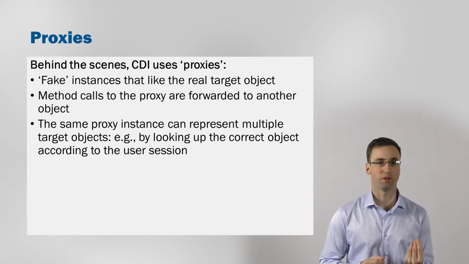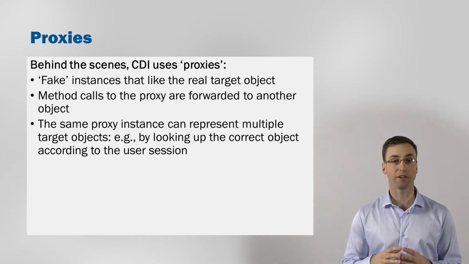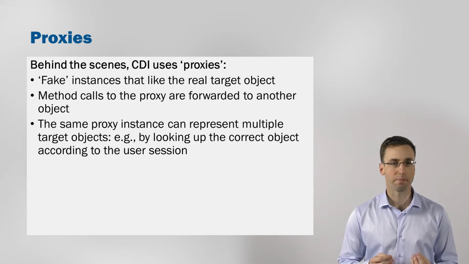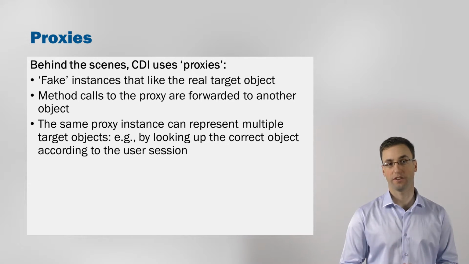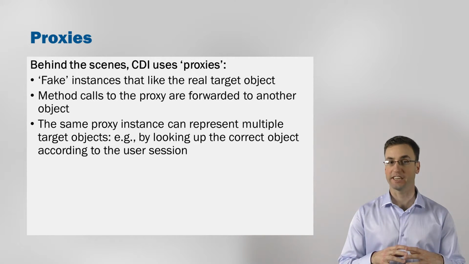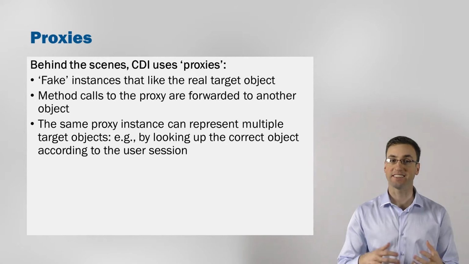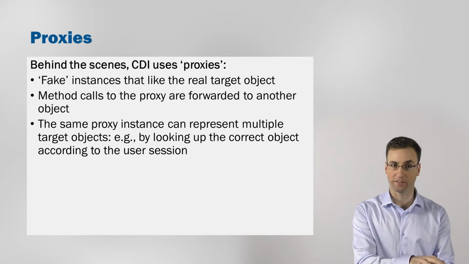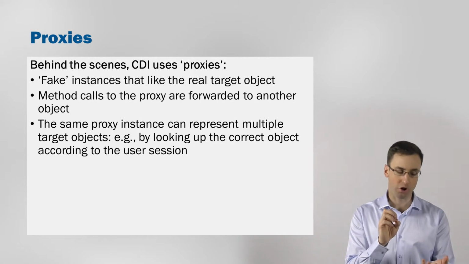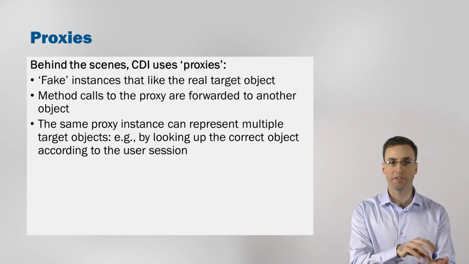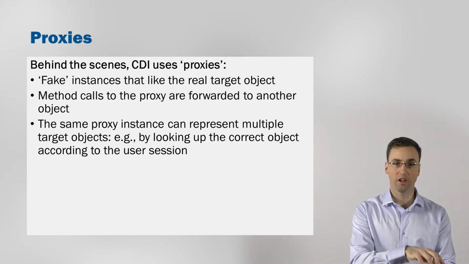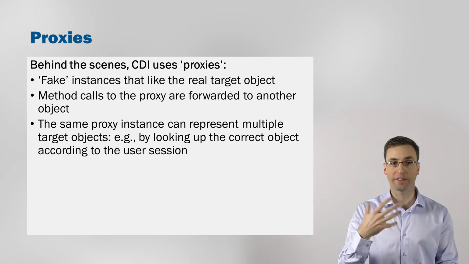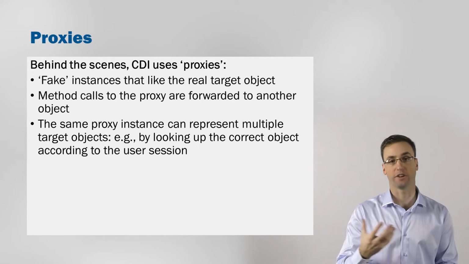What makes this possible in dependency injection is something called proxies. Proxies are fake instances that act like a real object. So suppose you were to inject a session scope bean, then CDI will create a proxy and insert that proxy into your object where it's injected. Then when your code calls a method on that proxy, the proxy will intercept the method call, look up the session, and then forward that method call to the real object that should handle the call.